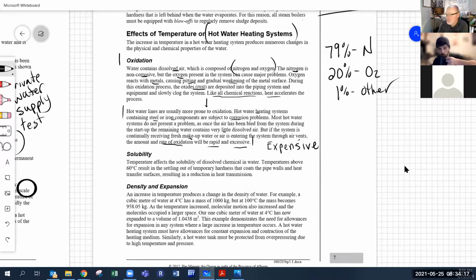So we treat our boilers and stuff like that. We use chemical compounds, etc. And there's all kinds of things that you can do. And I'm not going to explain that.